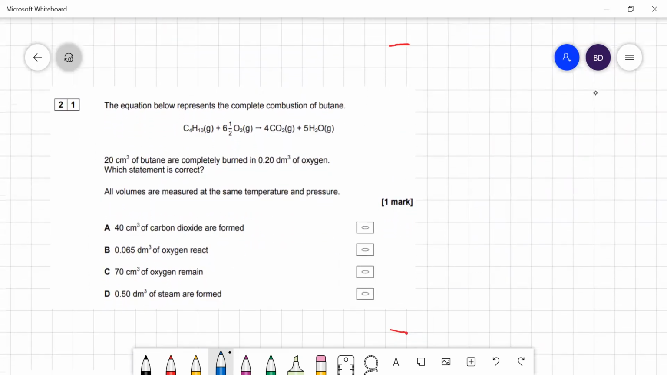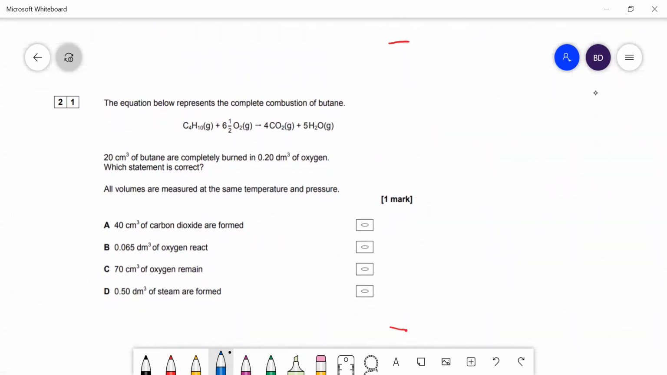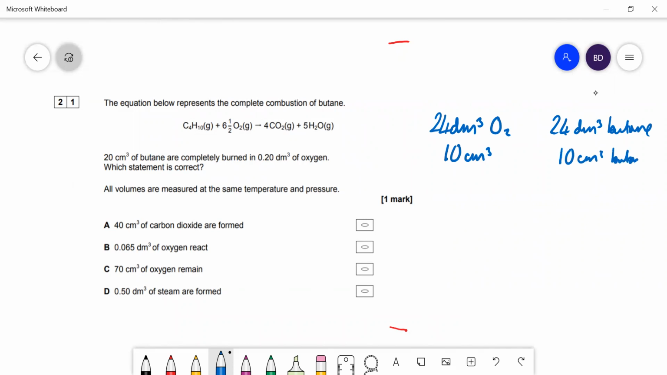Question 21. This is about the volume of any gas. 1 mole of any gas has the same volume. So if you have 24 dm cubed of oxygen, it will have the same number of moles as 24 dm cubed of butane. And that means 10 centimeters cubed of oxygen contains the same number of moles as 10 centimeters cubed of butane, or 20 will be the same as 20, and so on. So that's how we do these.